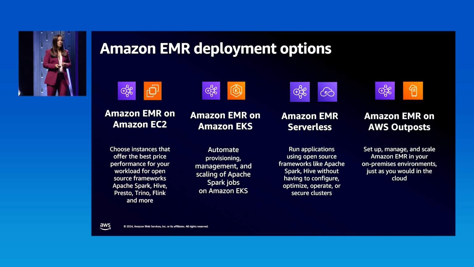If you are already using Amazon EKS, so Amazon Elastic Kubernetes Service, and you are already running Spark applications, you might want to use Amazon EMR on Amazon EKS. To completely simplify your experience, use Amazon EMR Serverless. And if you want to keep your Amazon EMR close to your on-prem, you can run it on AWS Outposts.